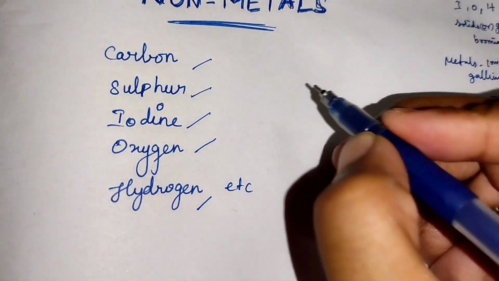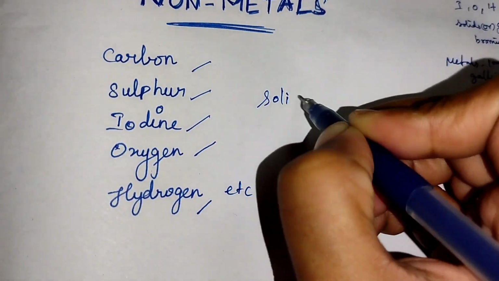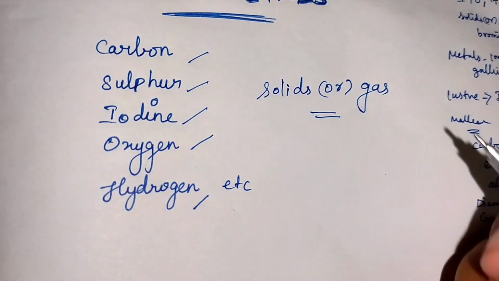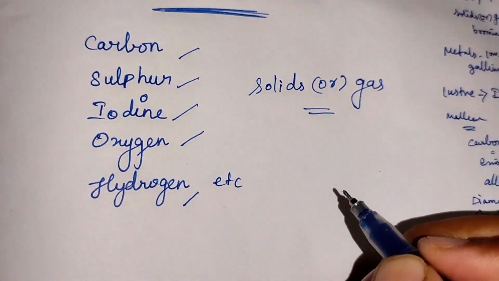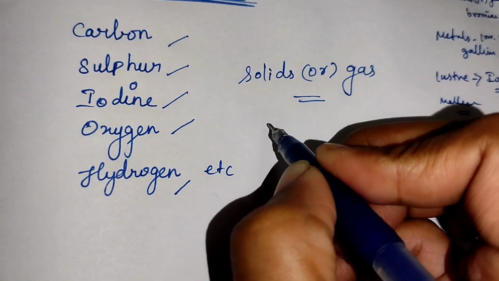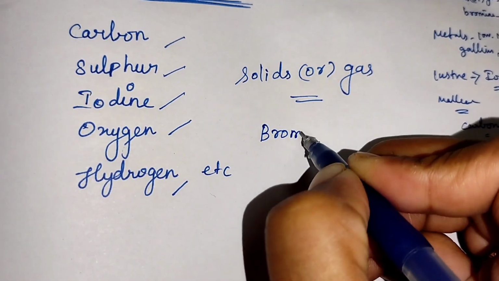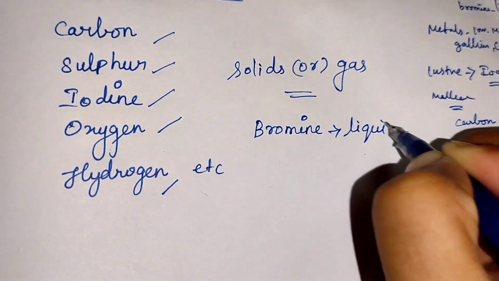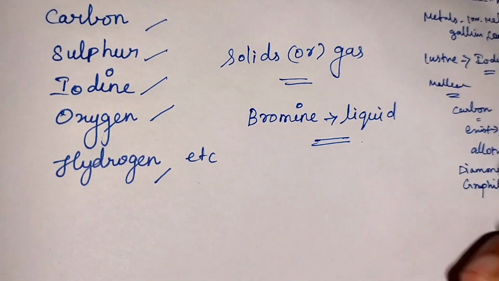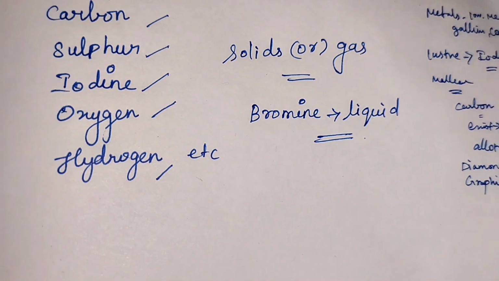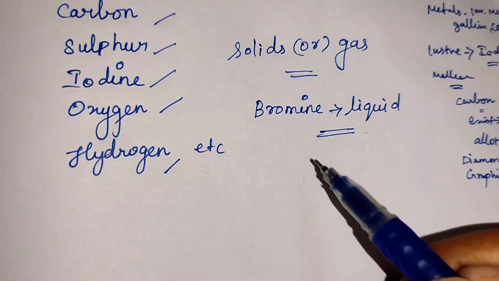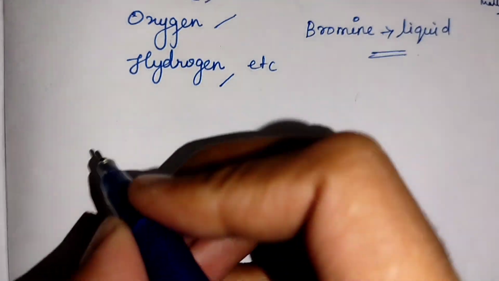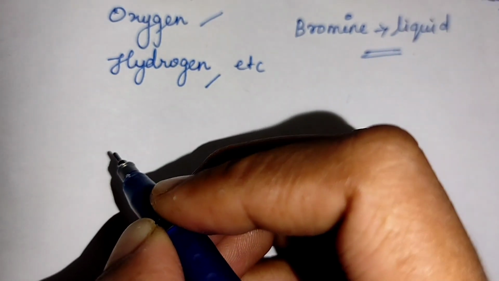These non-metals are either solids or gases. Mostly the non-metals are either solids or gases, but only one non-metal, bromine, is present in a liquid state. Other non-metals are either in solid state or in gas state. Now we are going to see the physical properties of non-metals.